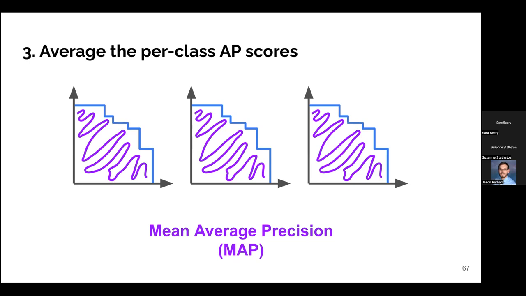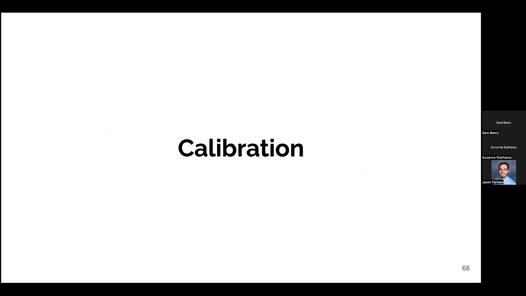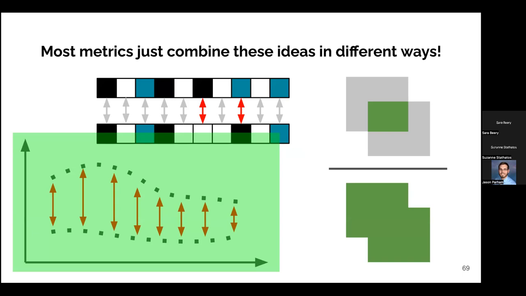Okay, so now we're going to talk about an advanced topic that is also very important called calibration. This is another property your model can have or not have, and it's another thing that you probably want to measure at some point, depending on what exactly you're doing. In calibration, we're going to be talking about measuring the difference between two continuous things, and you'll see what they are in a minute.